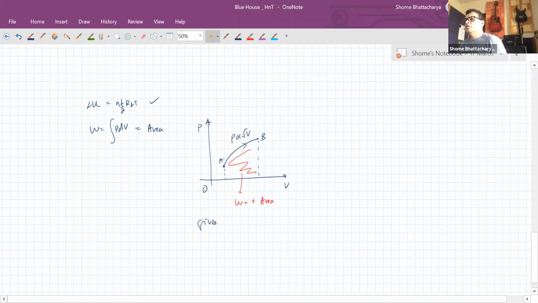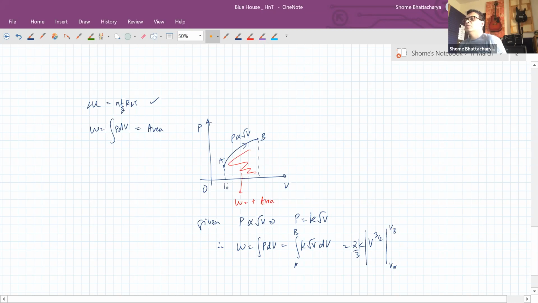So given that pressure is directly proportional to root V, you can say pressure is some constant, let's say K, into root V. Therefore work done, which is the integration of P dV, is that constant into root V, integration dV from A to B. So it will become K into V to the power half plus 1, that is 3 by 2, divided by this, integrated from VA to VB.